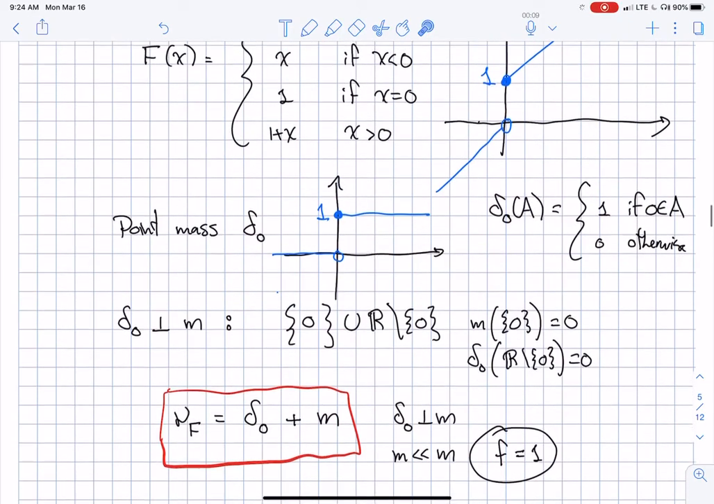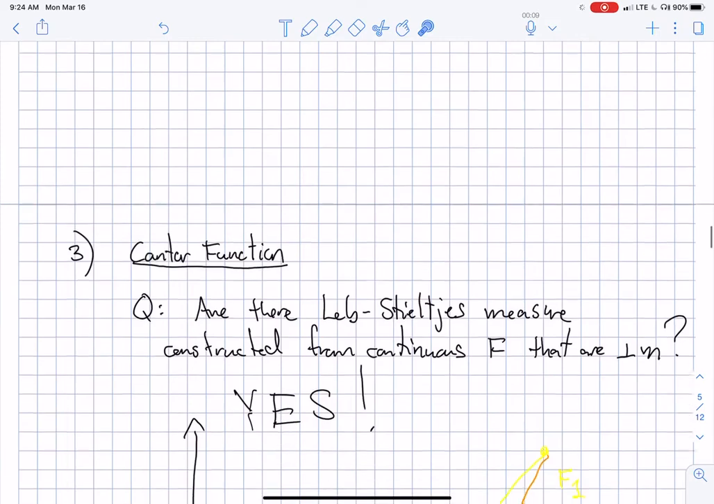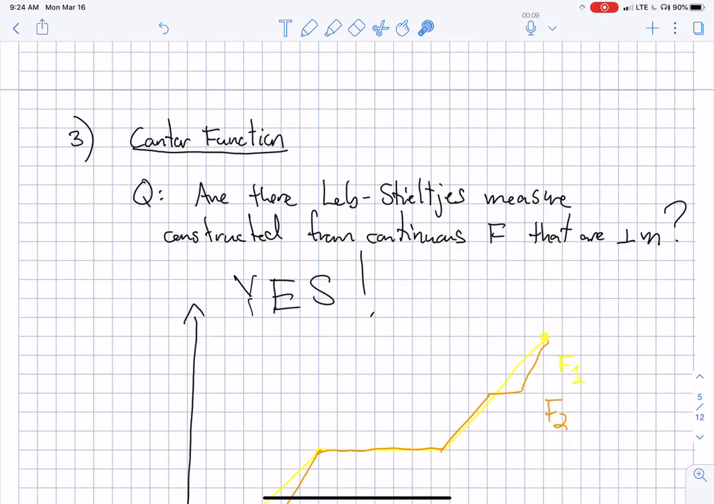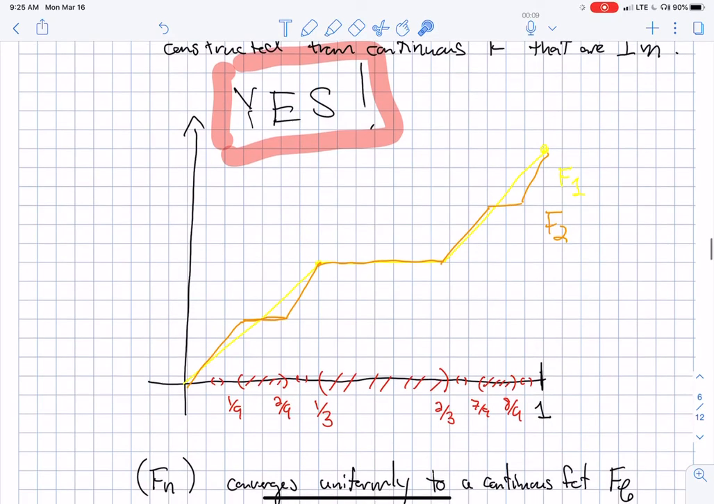Okay, so now this raises an important question. Every time you have a jump, there's a point mass lying behind that for the Borel measures, and Lebesgue-Stieltjes measure. So the question: is that the only way to produce a measure that is singular with respect to m? Another way to phrase this: are there Lebesgue-Stieltjes measures constructed from a continuous function f that are mutually singular with respect to m? And the resounding answer is yes. Let's write this in red. Yes. And the perfect example is the Cantor function, the canonical example. So recall how you construct the Cantor function.